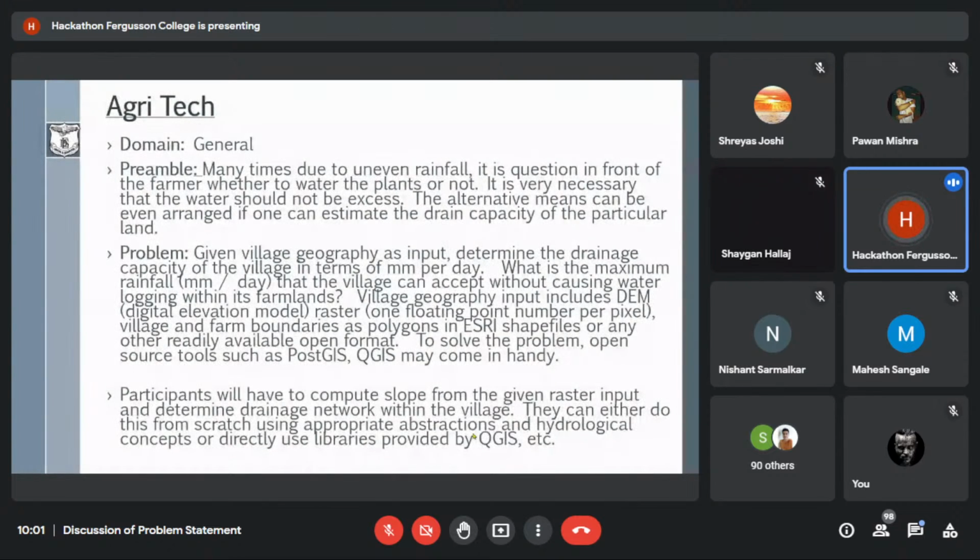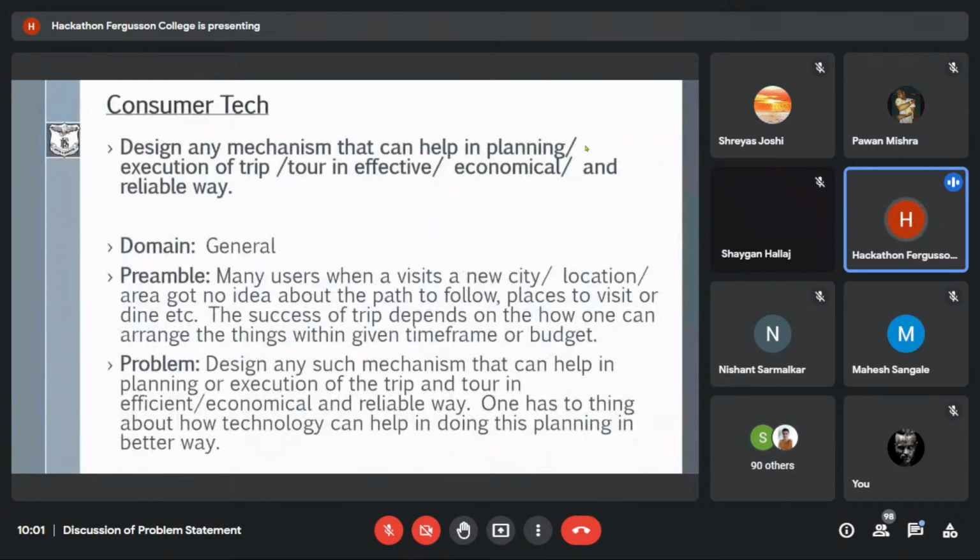Right? So you need to design any such mechanism with which we can understand what is the absorbing capacity, what is the drainage capacity of the particular farmland. Right? And the third one was a consumer tech. This particular one is a typical case study. We want you to design a mechanism with which we can help consumers arrange, plan and execute their trip and tour in an effective, economical and reliable way.